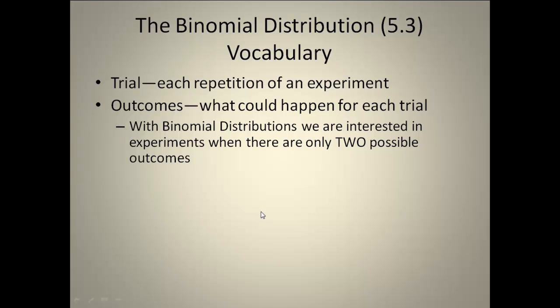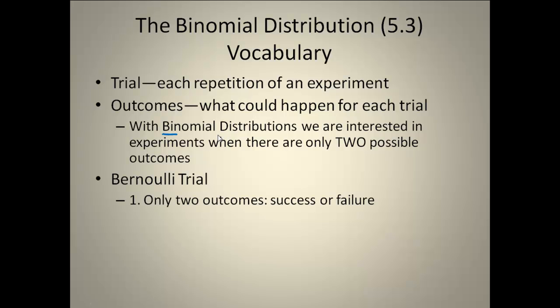Now with a binomial distribution, we are interested in experiments that have only two possible outcomes. And if you think about what the prefix bi means, it means two. So we are really only going to be focusing on experiments that have two possible outcomes, and our possible outcomes we're usually going to call success and fail.